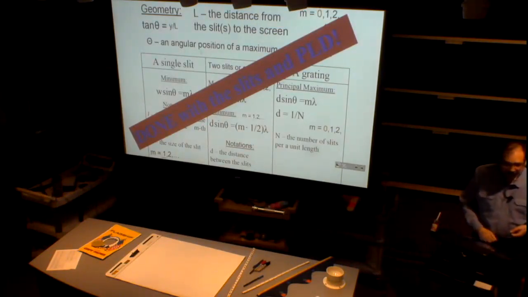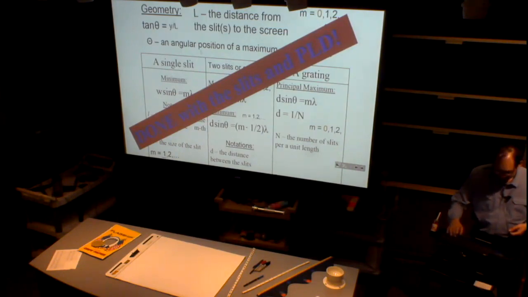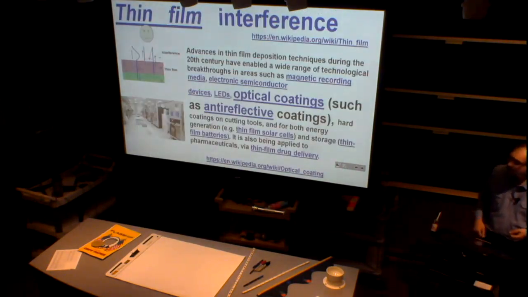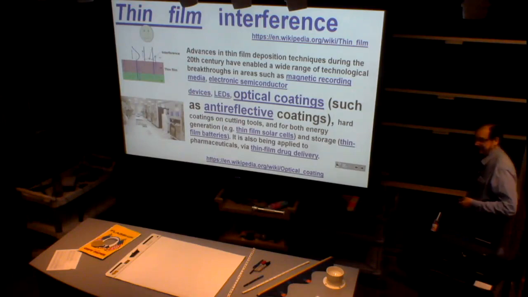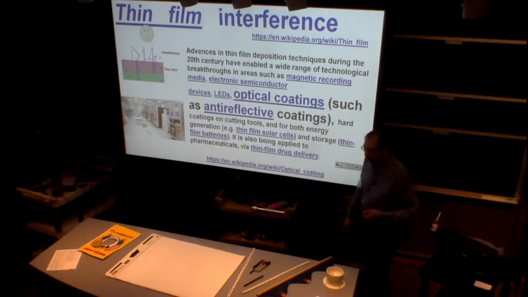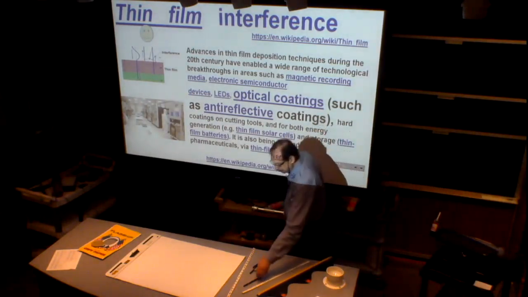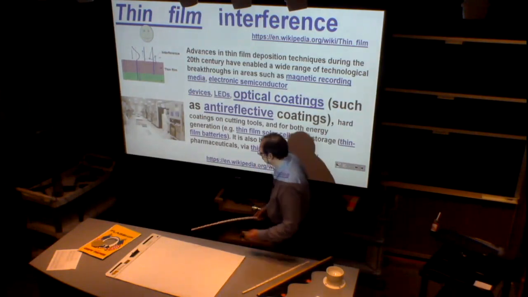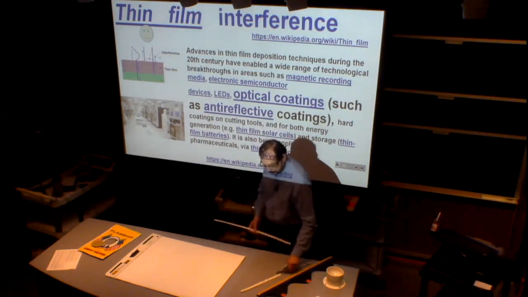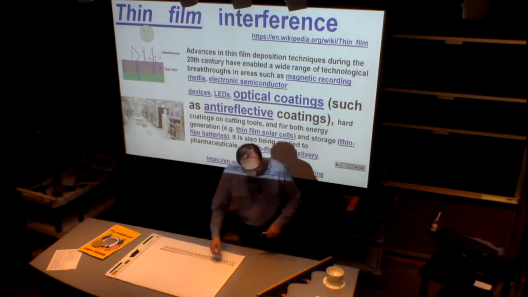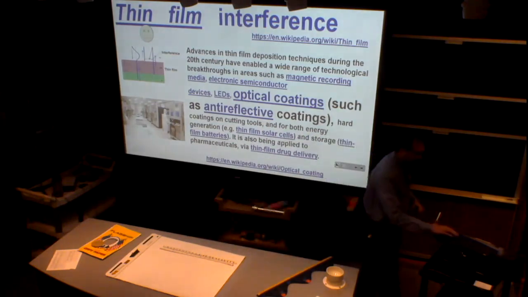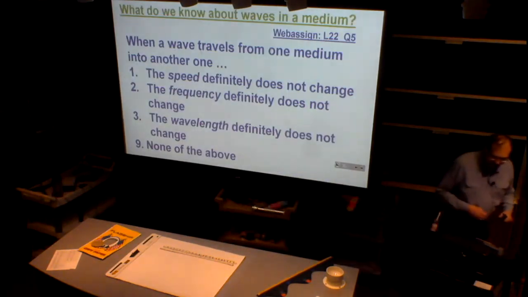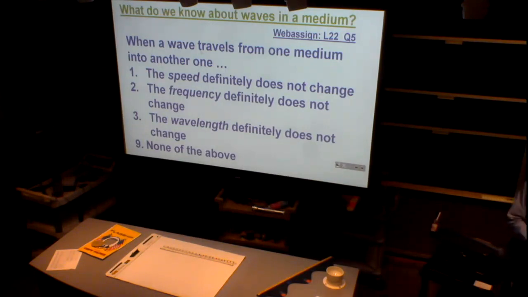Now we're done with the slits and path length difference. Now we are moving on to the next stage in the study of interference. This is a special case, so-called thin film interference. Well, what is it about? It's about properties of light in the medium. So please tell me what you think.